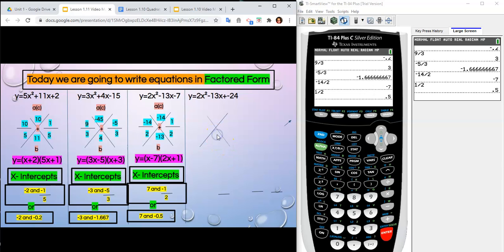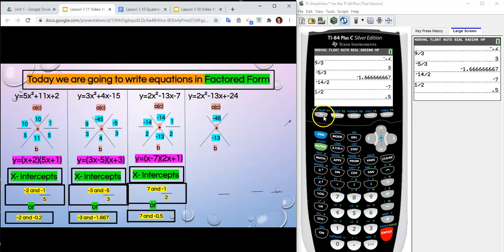So now we have this example here, and same thing. We're going to start off with our x, then we have to multiply our a times c. Here, our a times c is 2 times -24. That's going to give us -48. We're trying to add these factors together to give us negative 13.